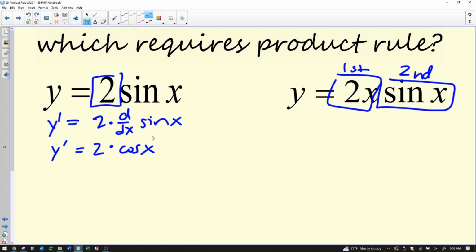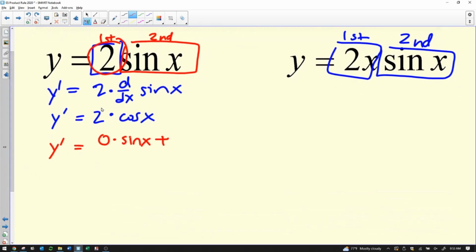Let's say I looked at this and I said, I don't really know when I should use the product rule or not, okay? Well, just stay consistent. Call that your first, okay? Call this your second. Are they being multiplied together? Yes, okay, let's try it. So if you do the product rule, what you do is you take the derivative of the first. What is the derivative of 2? 0, okay? Times the second. Times the second means just copy it down. Then you put a plus sign.